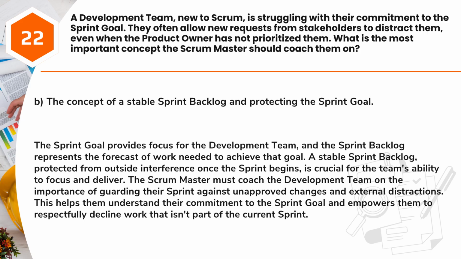Answer: B. The concept of a stable sprint backlog and protecting the sprint goal. The sprint goal provides focus for the development team, and the sprint backlog represents the forecast of work needed to achieve that goal. A stable sprint backlog, protected from outside interference once the sprint begins, is crucial for the team's ability to focus and deliver.